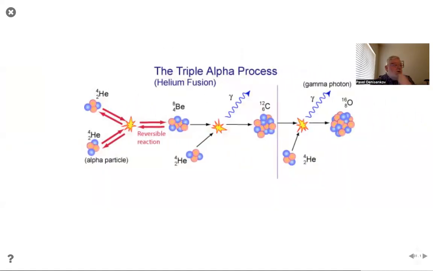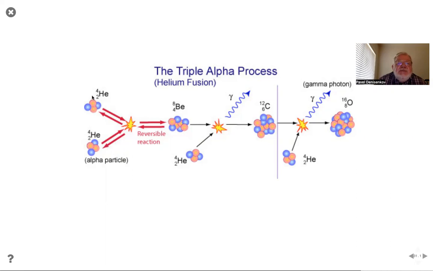Okay, so after hydrogen burning, when hydrogen is exhausted and stars have helium cores, thermonuclear fusion in stars switches to helium burning, helium fusion. And helium fusion occurs in stars via the triple alpha process, or triple alpha reaction. So to make one carbon-12 nucleus, we need 3 alpha particles. Therefore, it's called the triple alpha process.